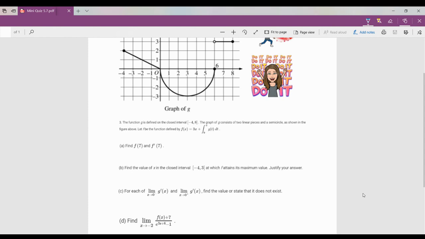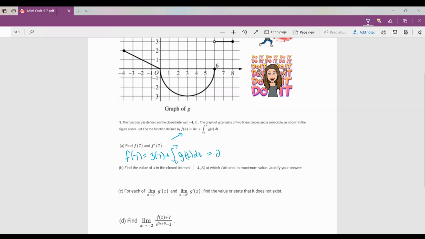f of x is equal to 3x plus the integral from 0 to x of g of t dt. All right, so we want to find f of 7 and then f prime of 7. For f of 7, we're just going to plug it straight into that equation. So f of 7 is going to equal 3 times your x, which is 7, plus the integral from 0 to your x, which is 7, of g of t dt.